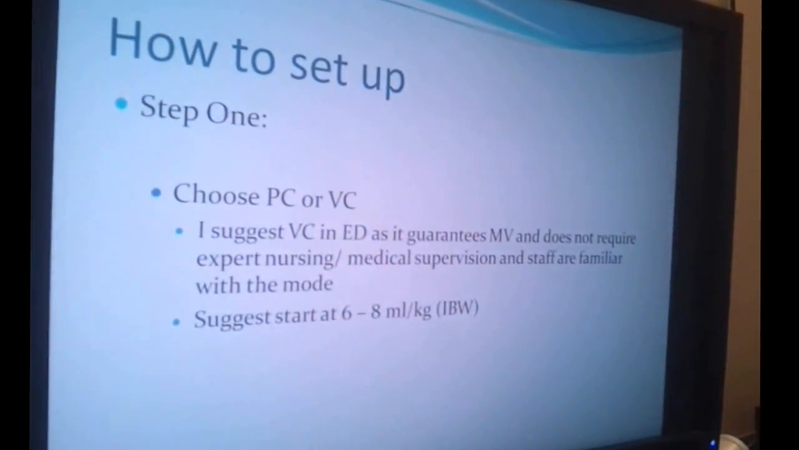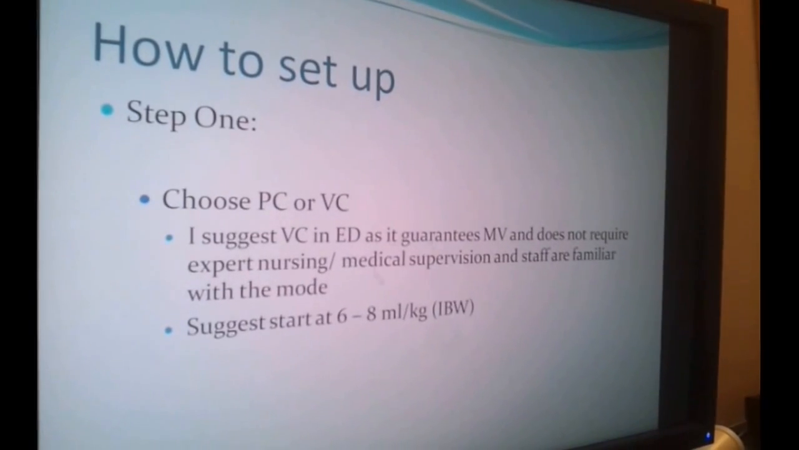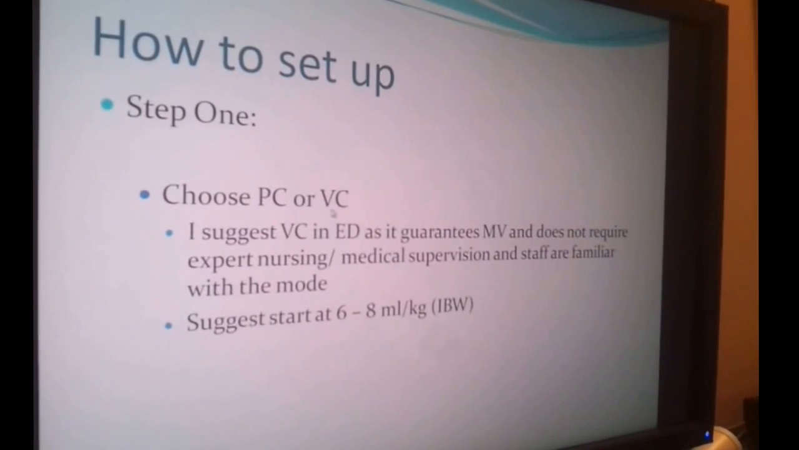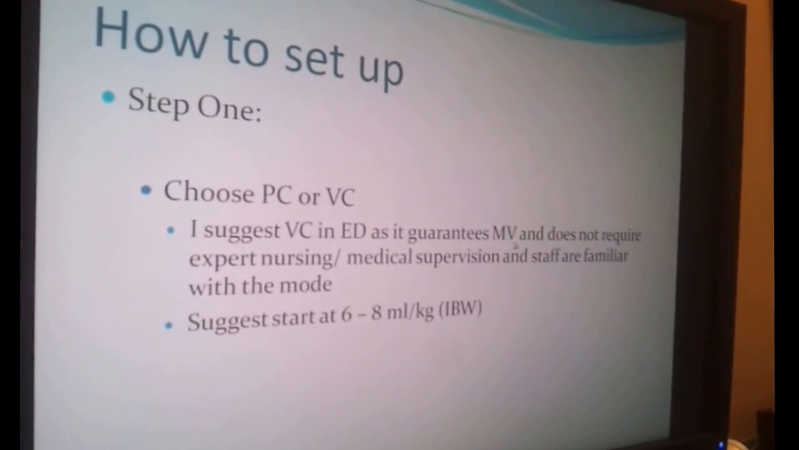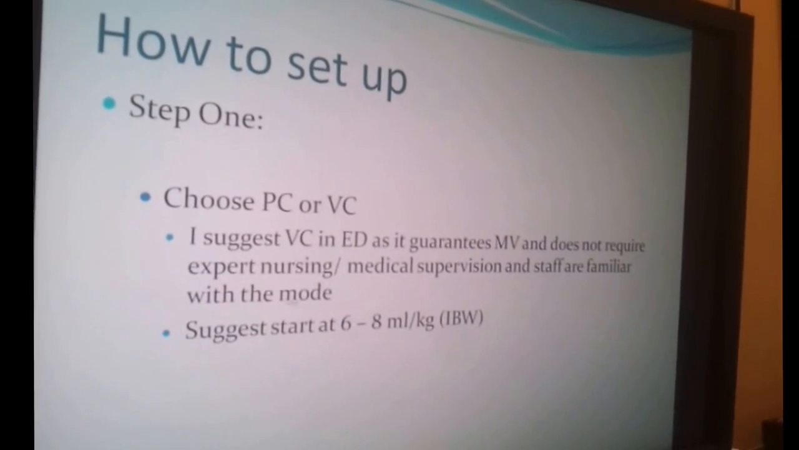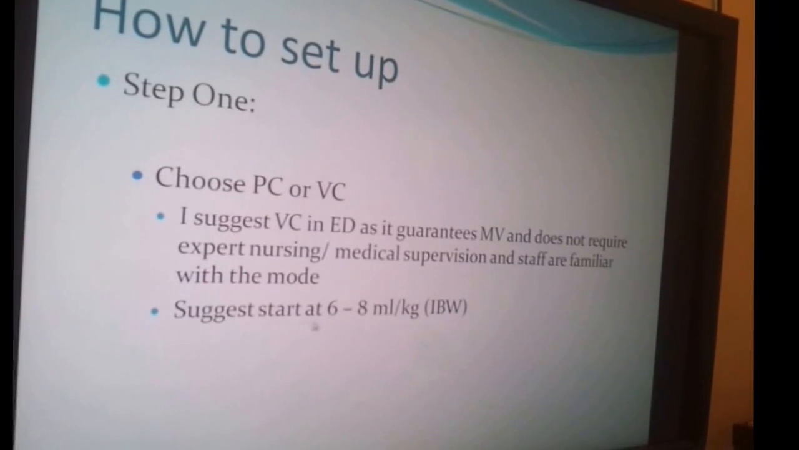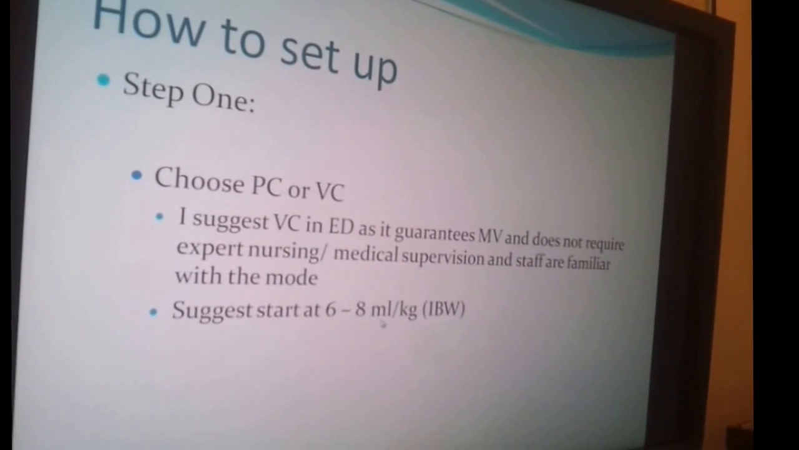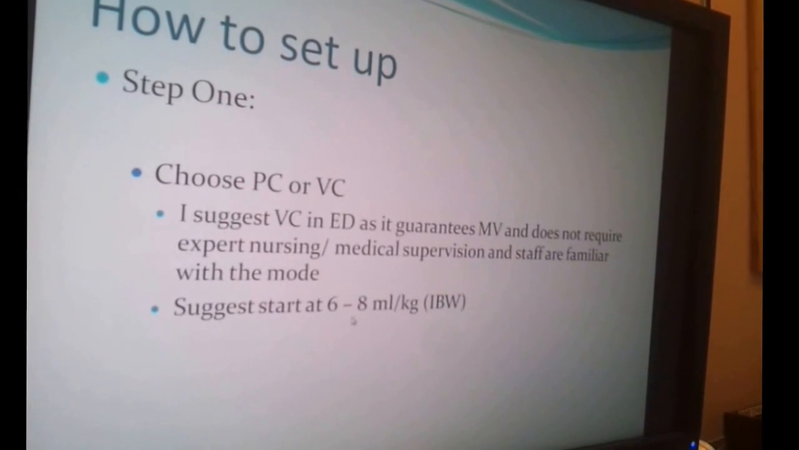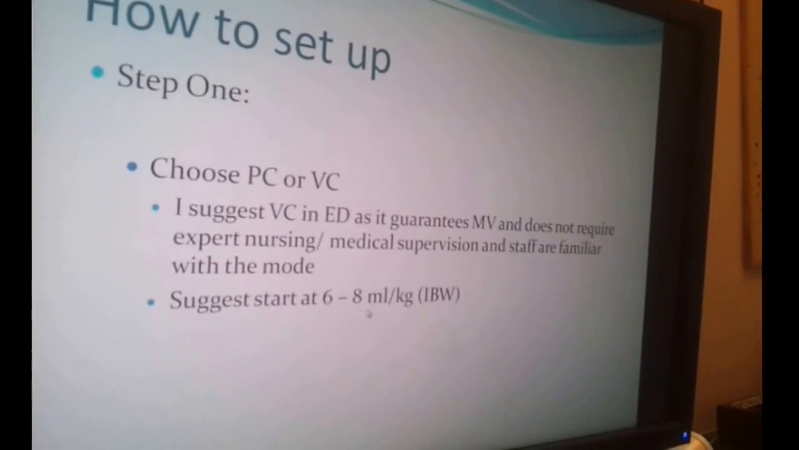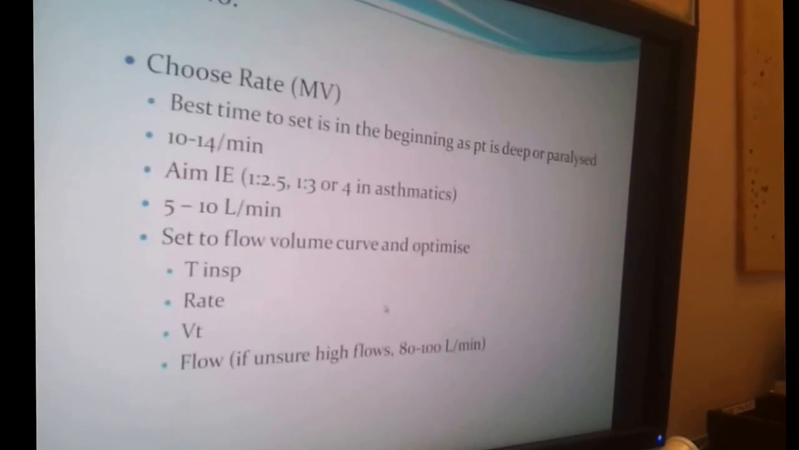So this is just a rehash of what we have said, how to set up a ventilator. So I should have omitted this. Choose volume control. Suggest volume control in ED as it guarantees minute ventilation and does not require expert nursing, and staff are familiar with the mode. Suggest start at 6 to 8 mL/kg, 8 mL in a person with normal lungs, 6 mL for ARDS. Follow the hospital protocols, please, with ARDSnet ventilation. They are available on every server.